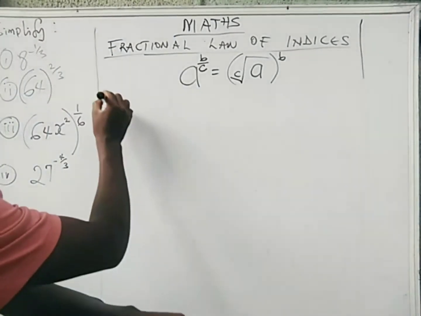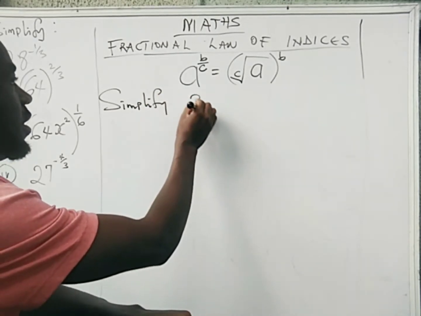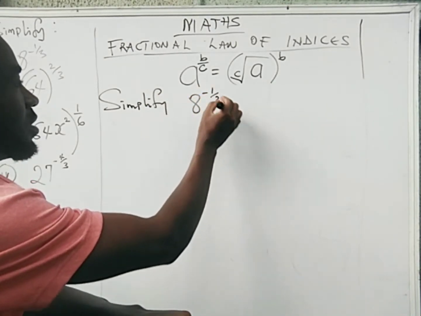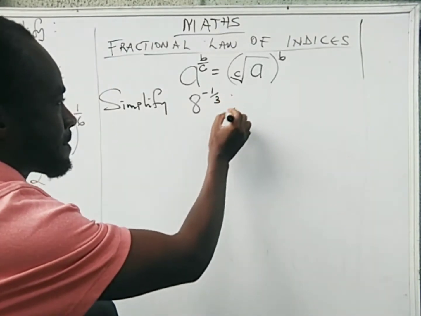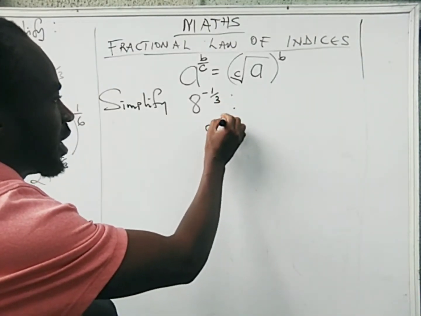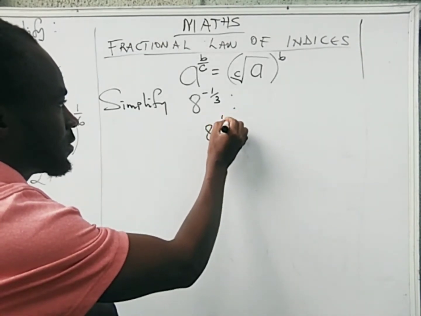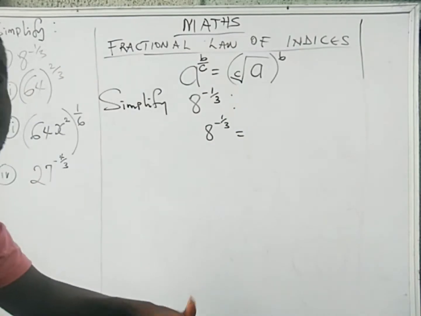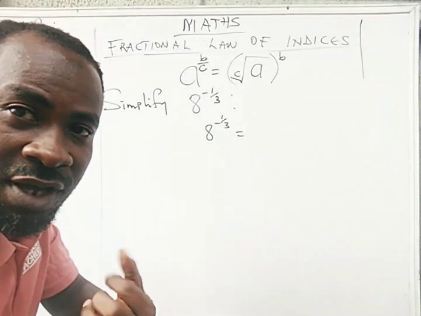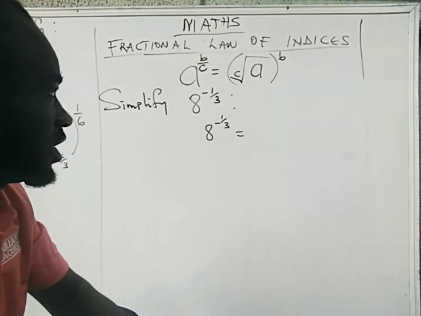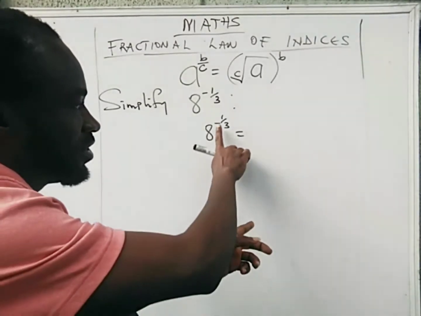So let's look at the first one. The first question says we should simplify 8 to the power of minus 1 over 3. So using our law, applying our law, this is a power. So let me write it properly. We are going to apply two laws here. We're going to apply the negative index law and the fractional law, because this fraction is having a power, and it's having a negative sign.